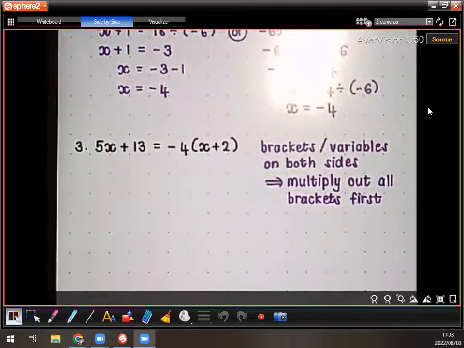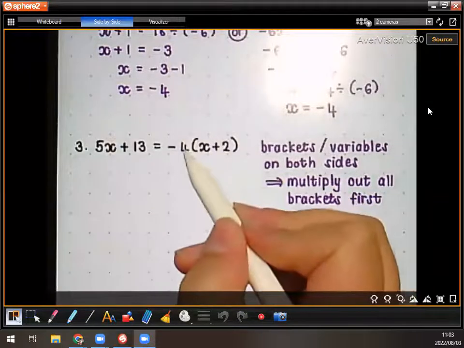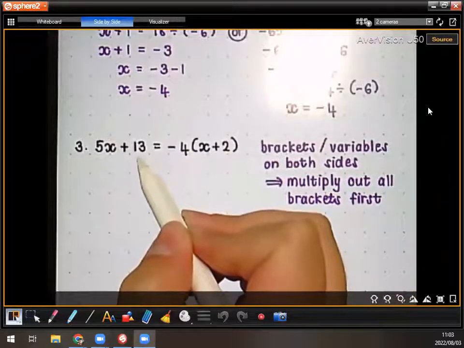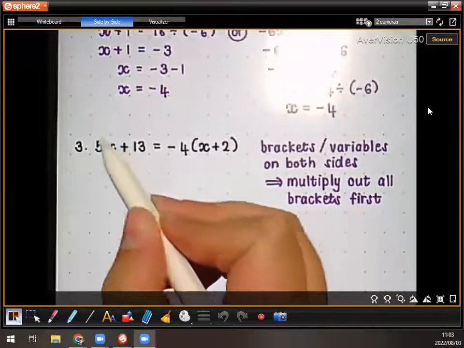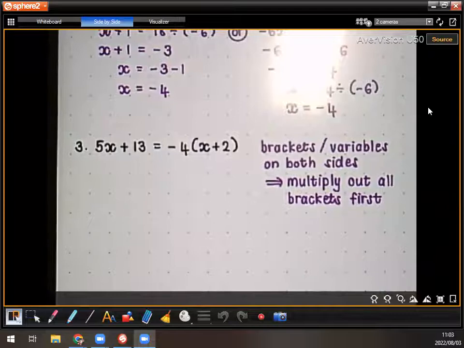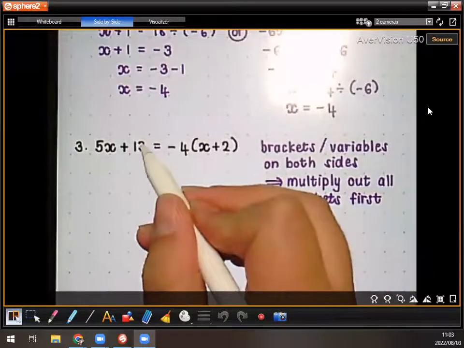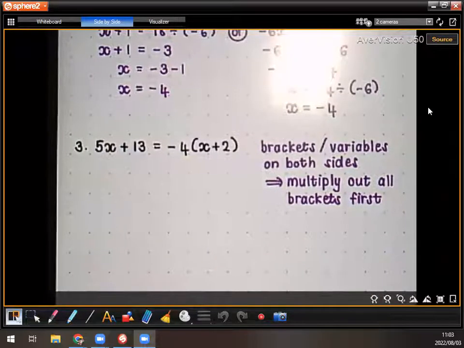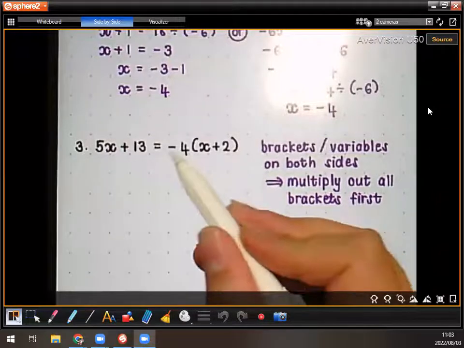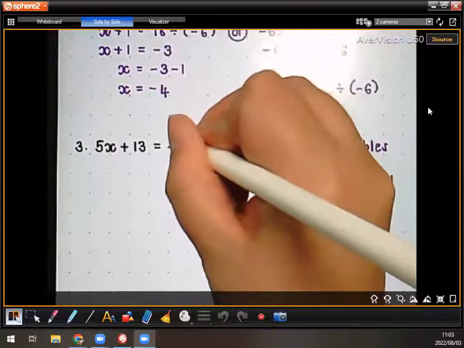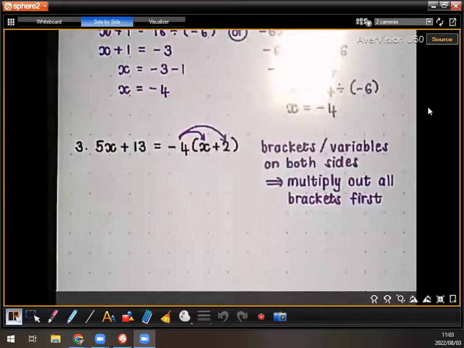Alright, so guys, here, like I said, we can't, because if you now want to divide by 4, you're going to have to divide 5x and 13 by 4. That's not a good idea, right? Because what's 5x divided by 4? 5x over 4. That's not nice to work with. And 13 divided by 4, well, negative 4 actually is going to be 13 over negative 4. Neither of those two terms will be nice to work with. So we're going to have to multiply this bracket out. So the negative 4 is going to be multiplied by x and by 2.